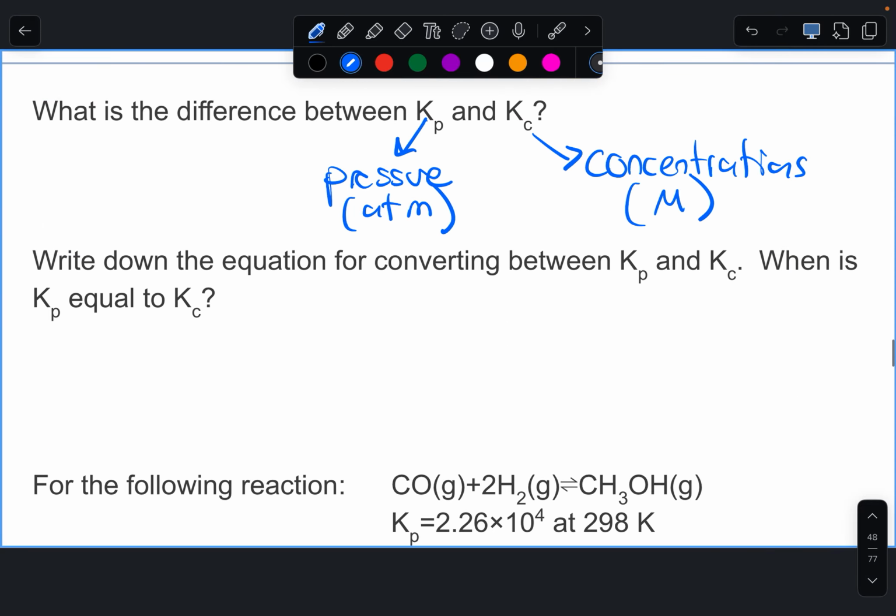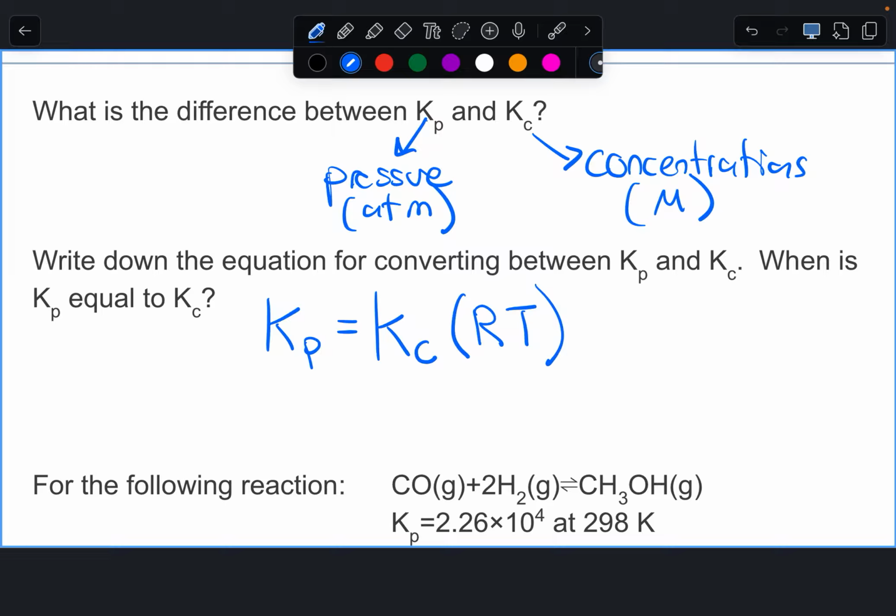Okay, so the equation to convert between the two is Kp is equal to Kc times RT. R is the ideal gas law constant. Now, if you've never done ideal gas law, it's okay. It's just an equation you're just plugging in. You don't have to know anything additional. This is just how we're converting between using molarities in the K expression to using pressures.